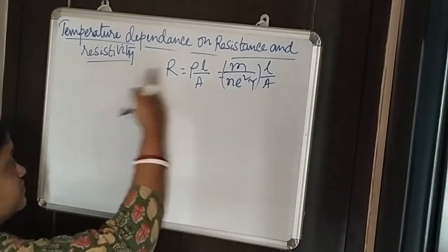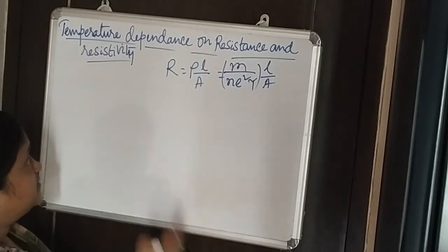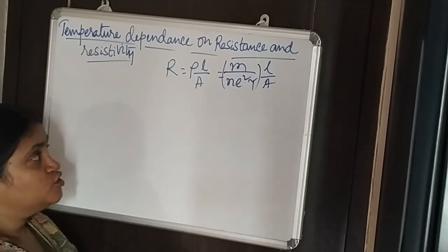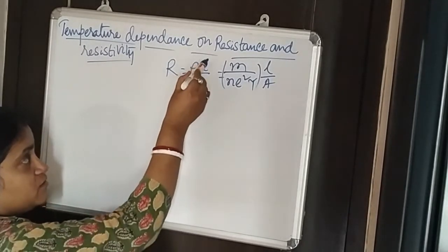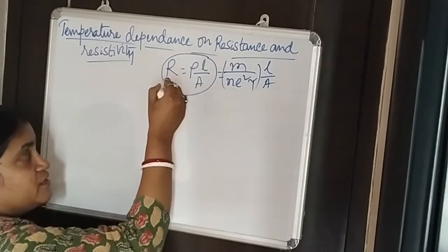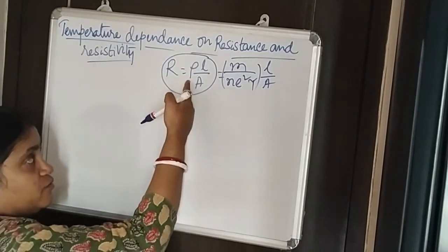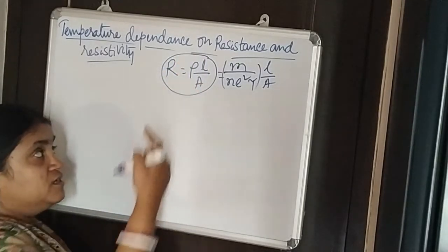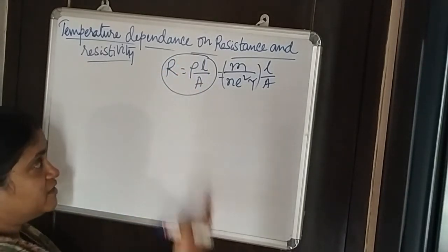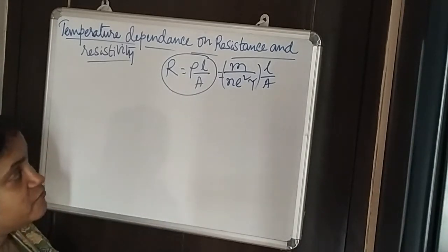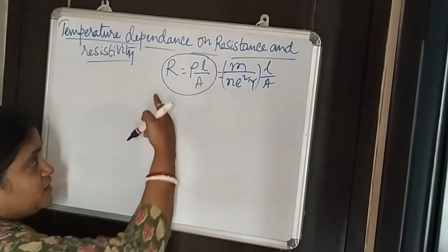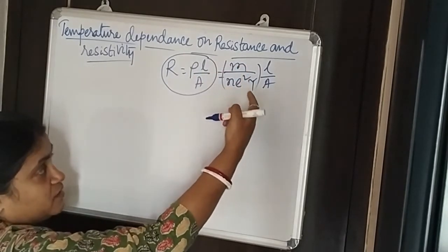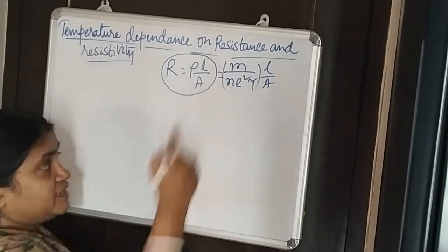Now we will start with another small topic, temperature dependence of resistance as well as resistivity. As we know from our resistance law, resistance is rho into L by A, where L is the length of the wire, A is the cross-sectional area of the wire, and rho is the resistivity. And from our drift velocity expression we have found m by n e square tau, L by A.